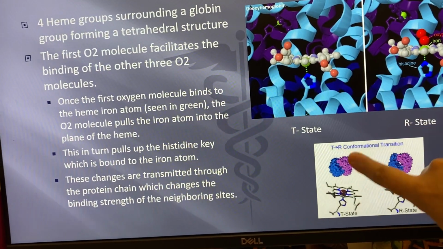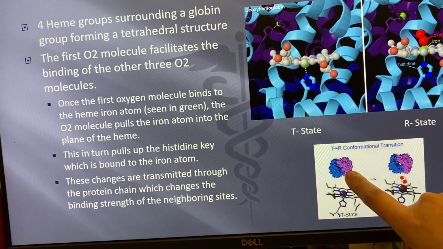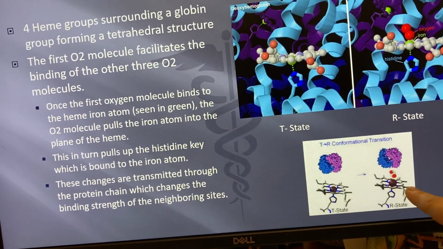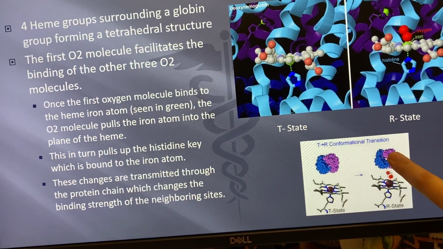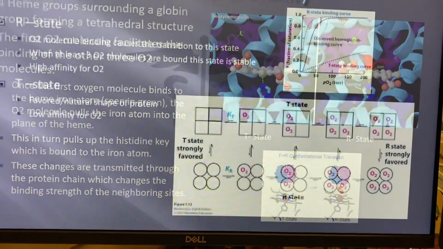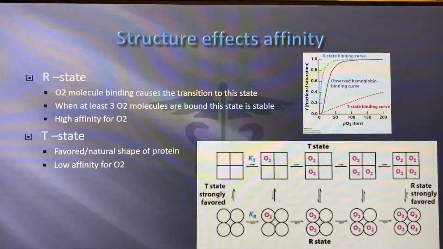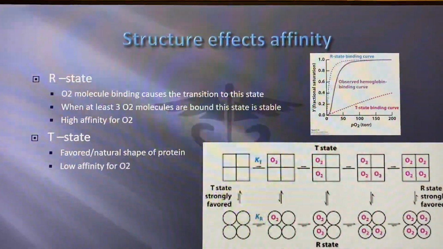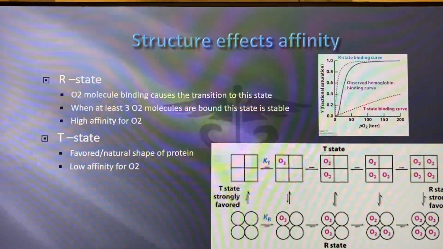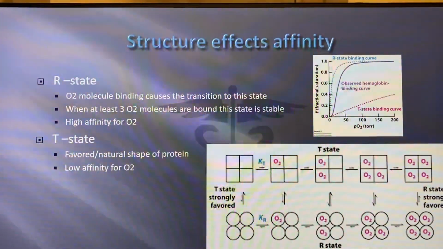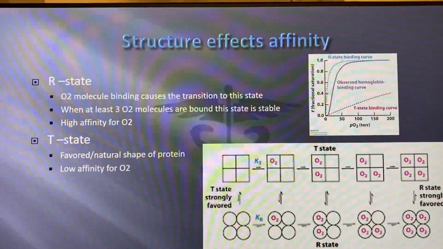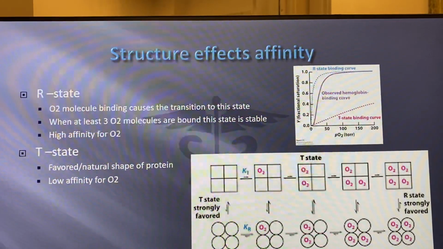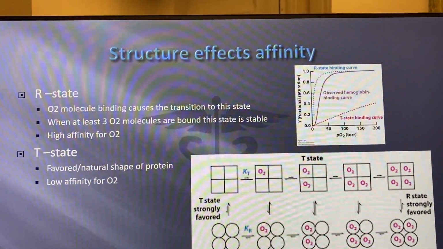That's the tense state. This is a deoxygenated heme, the tense state hemoglobin. Then you get the relaxed state. So this is an oxygen bound to that iron that's pulled it up to that plane, and you get the relaxed state, and that has a higher affinity for oxygen. So, like I said, structure affects affinity. In the relaxed state, the oxygen molecule binding causes the transition to this state and the subsequent ones as well. When at least three oxygen molecules are bound, this state becomes quite stable and has a high affinity for oxygen. In the T state, which is the favored or natural shape of the protein, there's a low affinity for oxygen.